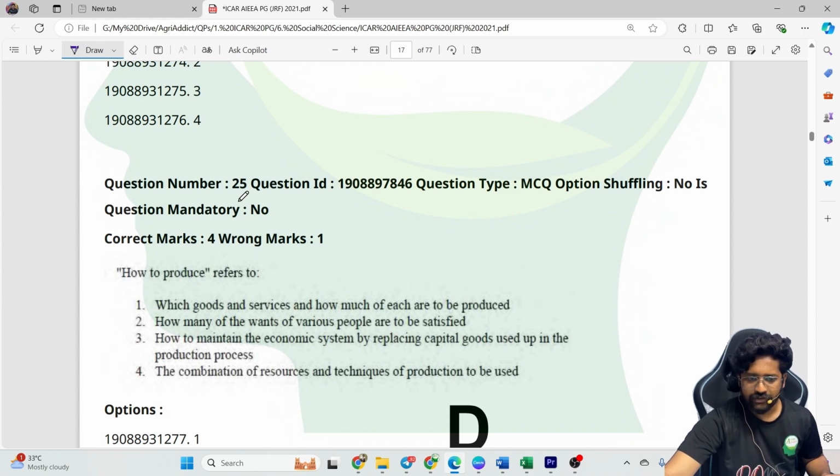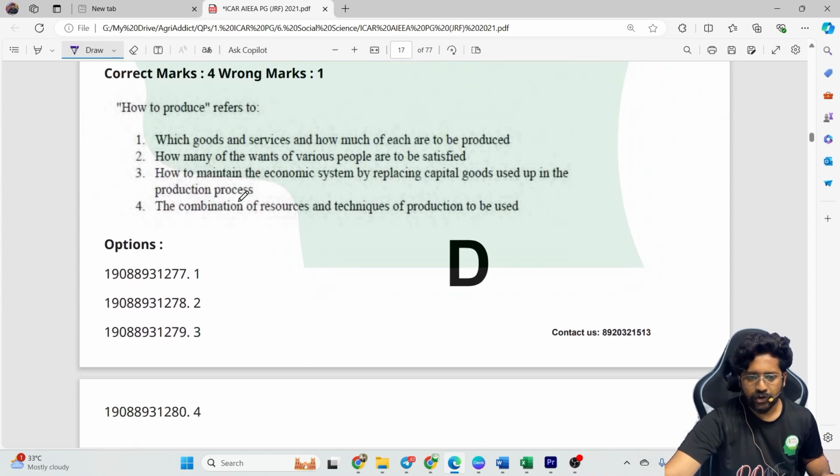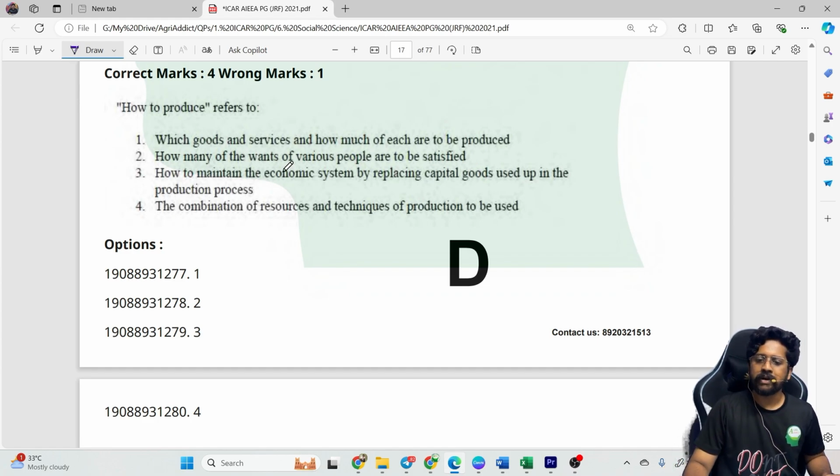Yes, question number 25, how to produce refers to. The options are: which goods and services and how much of each are to be produced. No. How many of the wants of various people are to be satisfied. It is also incorrect. How to maintain the economic system by replacing capital goods used up in the production process. No, it is also not the correct answer. The combination of resources and techniques of production to be used, that is the correct answer, right? How to produce refers to the combination of resources and techniques of production to be used. So therefore the fourth option will be the correct answer.